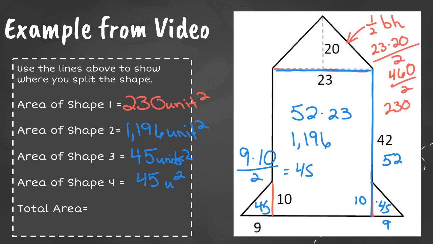And then the last step is just to total all of that up. So you would do 230 plus the 1,196 plus the 45 and 45, which gives me a total of 1,516 units squared. So that's all you're going to have to do on that one. This one's going to be completed for you just so you can see what it looks like.